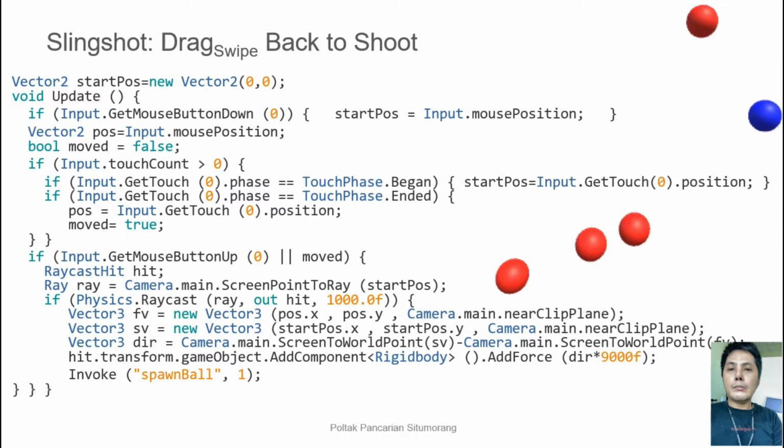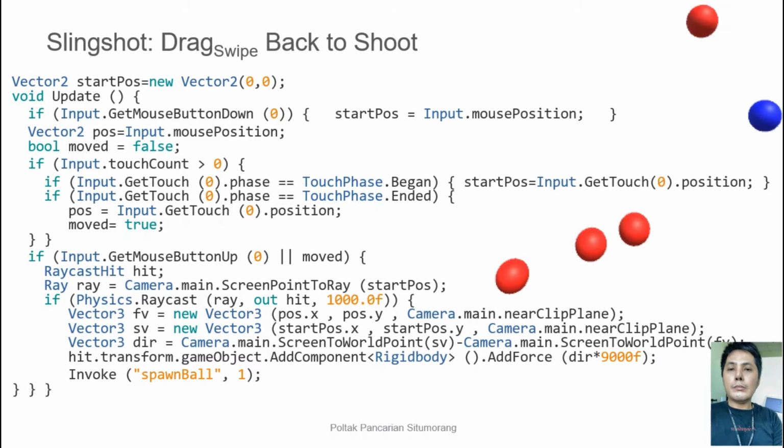To avoid an index error, we check touchCount before accessing GetTouch. endPos is the screen coordinate of where we release the ball. This will either be the mouse position on a mouse button up event or a touch position on the Ended event of a touch. Once a move has been detected, we obtain the ball being shot. We find the world coordinates of startPos as sv and endPos as fv. We calculate the direction and strength factor, dir. We add a force to the ball being shot and spawn a new ball to shoot.